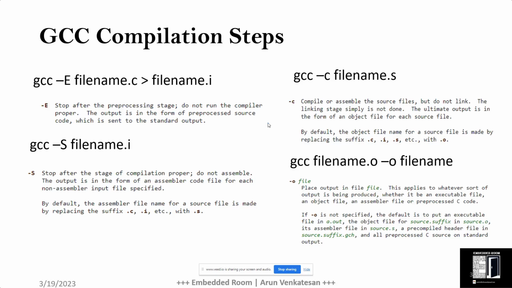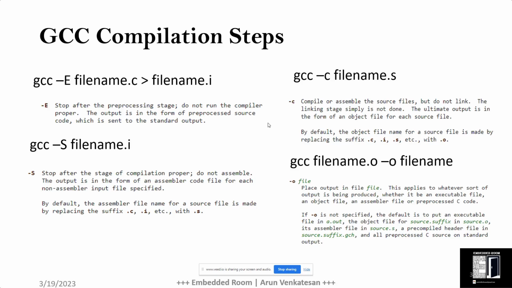Here we are using GCC compilation. These are the commands for each step. The first step is gcc -E filename.c, redirected into filename.i. Here the option is -E. It stops after the preprocessing stage and does not run the compiler proper.